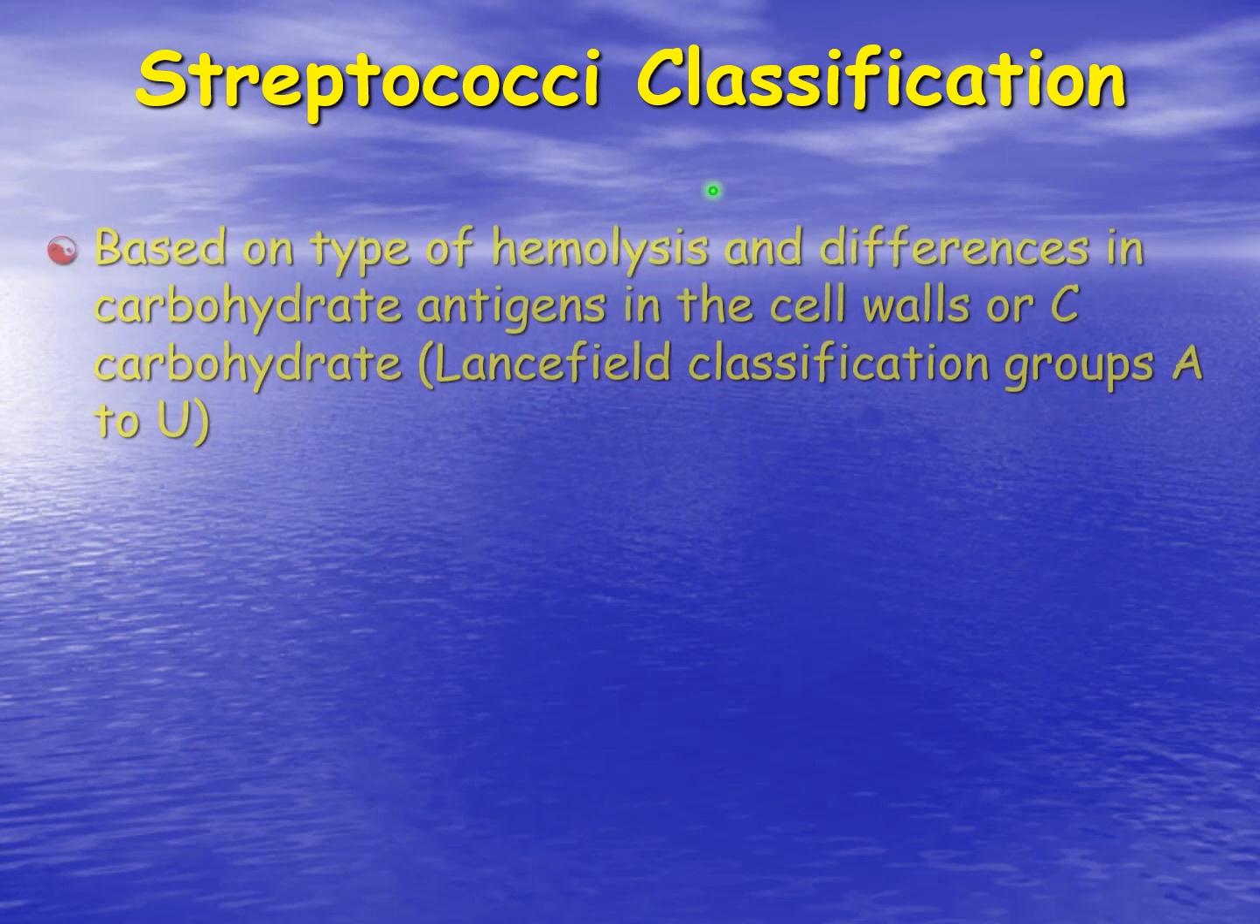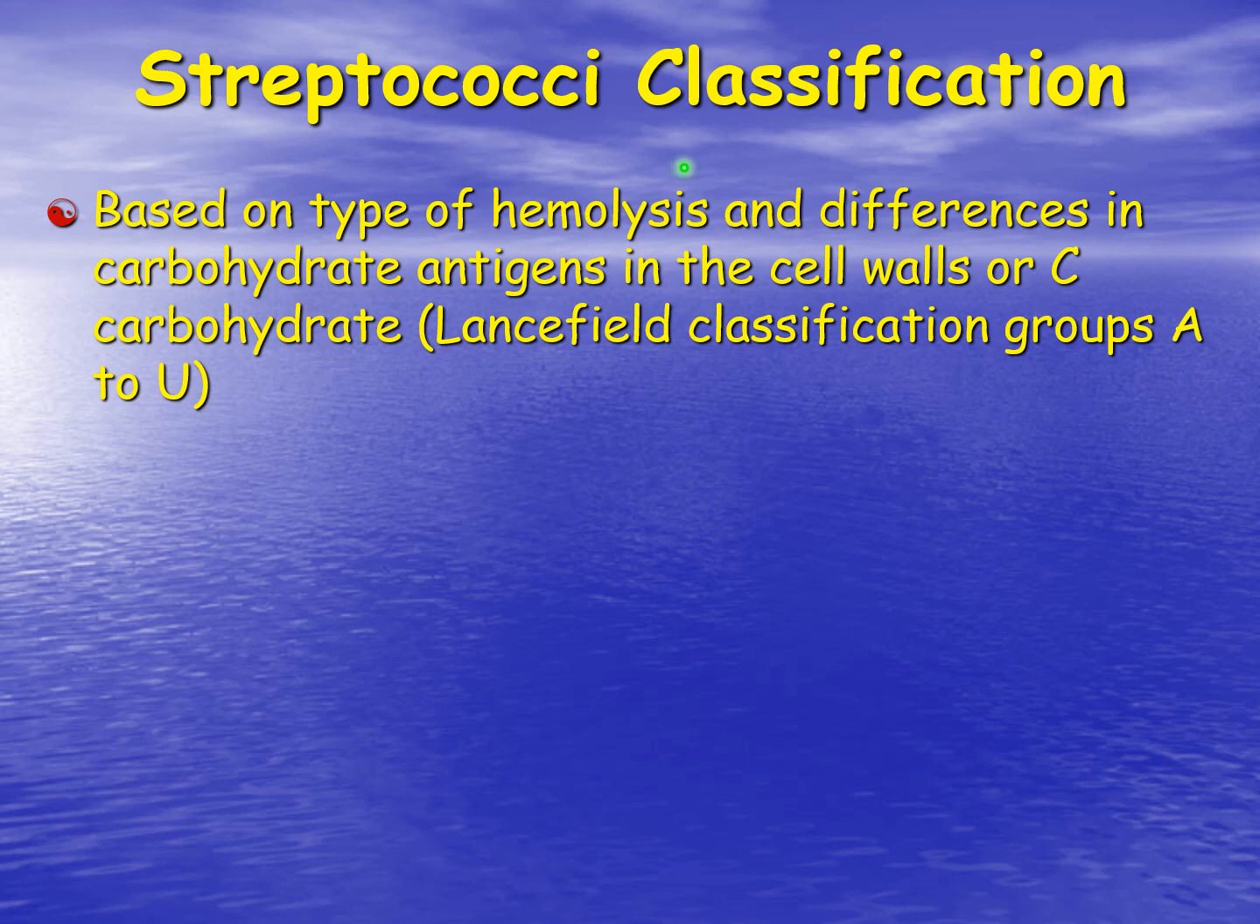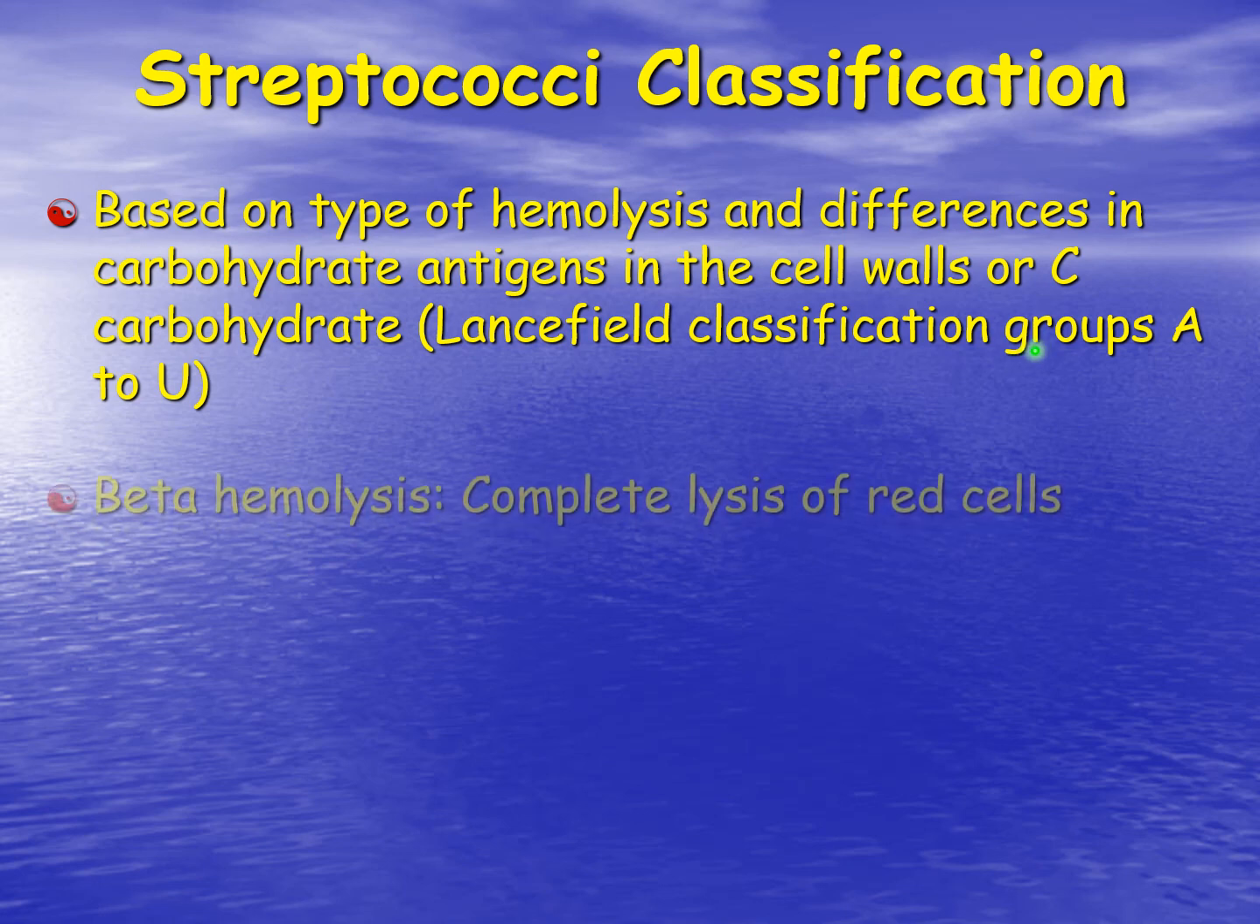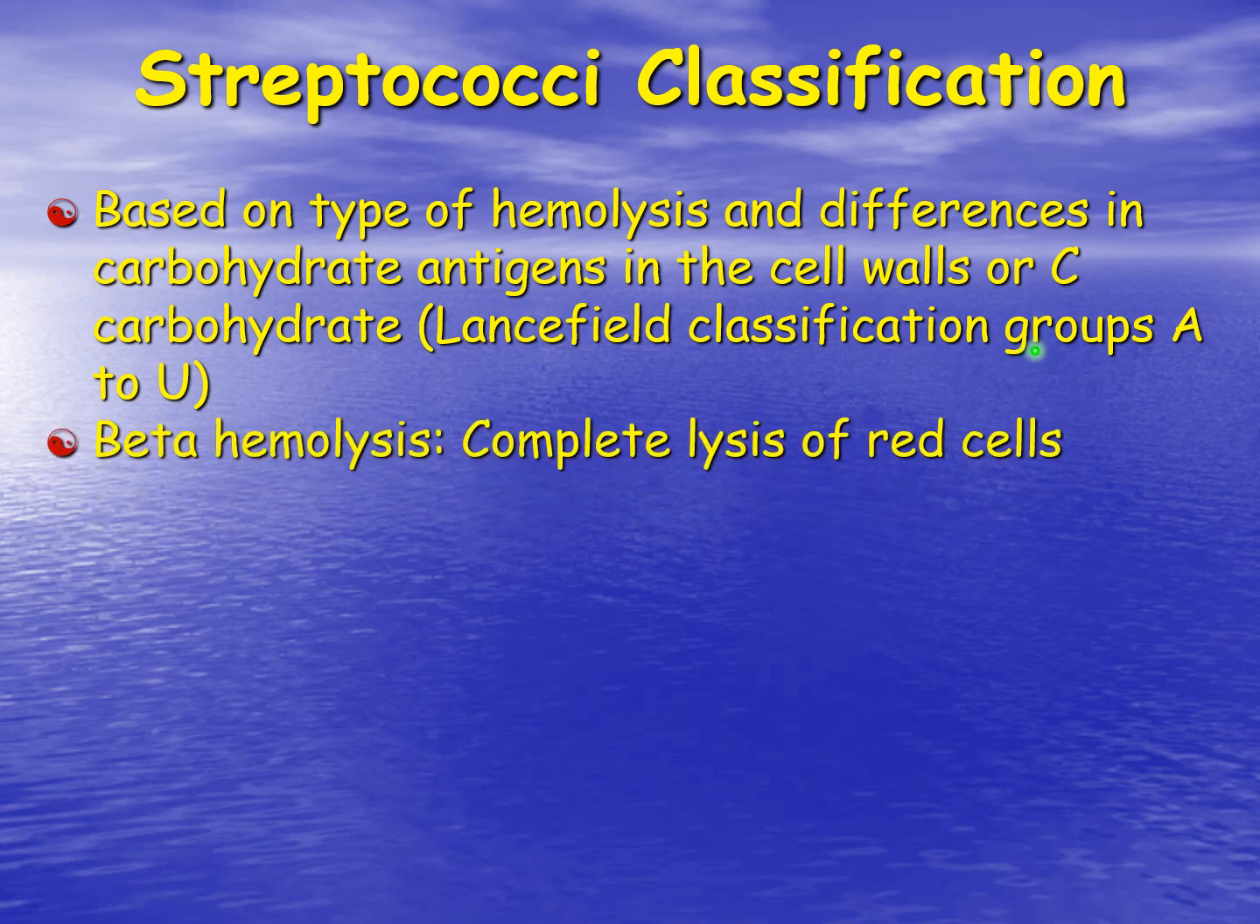Streptococcal infections. Streptococcal infections we base on the type of hemolysis of blood and the differences in the carbohydrate antigens in their cell walls, or what we call the C carbohydrates. And we have a group called the Lancefield classification of groups A to U. We primarily talk about group A and B.